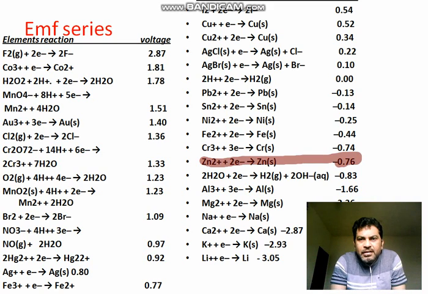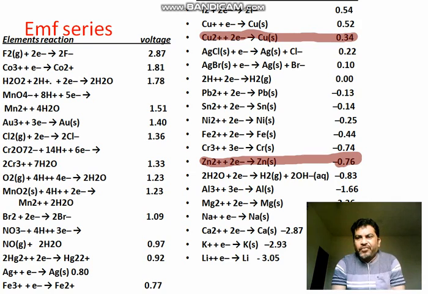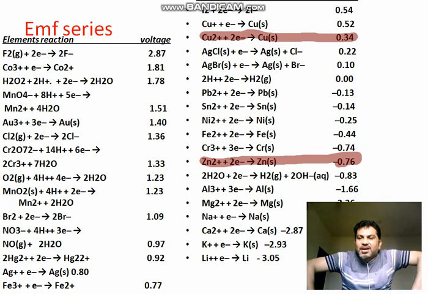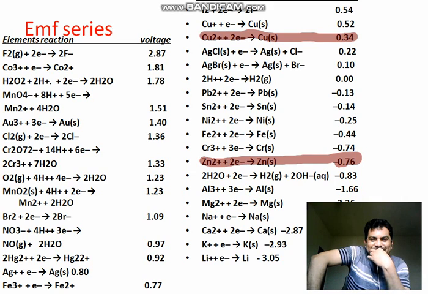Where is the copper? Yes, here is the copper, and copper is 0.34 volt. Yes, copper's value comes out correct. But what about the zinc value? The zinc value appears minus. So is there some problem in the experiment?